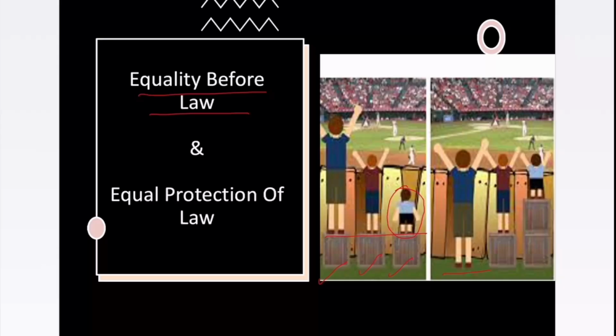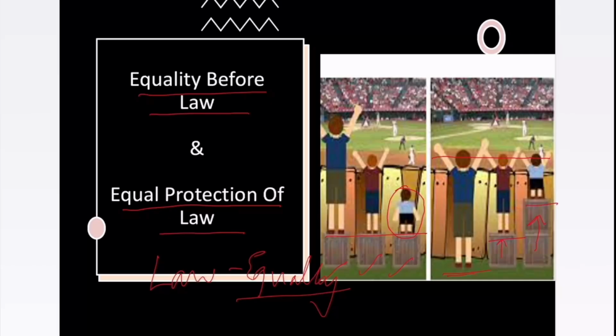Whereas in the second picture, we would see that all have been put at the same level. So they now can view the match in the same manner. In this scenario, one of them has been given an extra support, the second one has been given a smaller support, and the third one didn't require a support and was not offered any support. So in such a scenario, this is called equal protection of law, where law is trying to bring equality through its positive discrimination. So this concept is very important. This picture gives a very good view of how equality is understood.